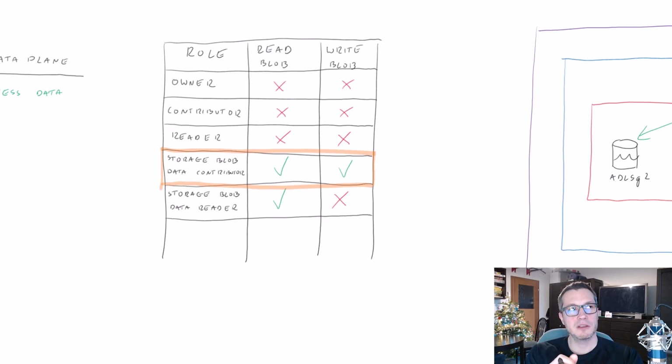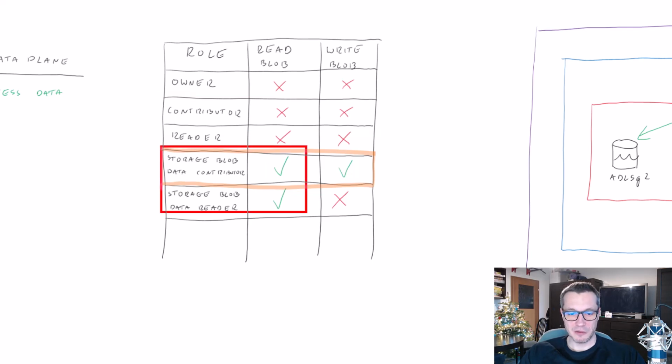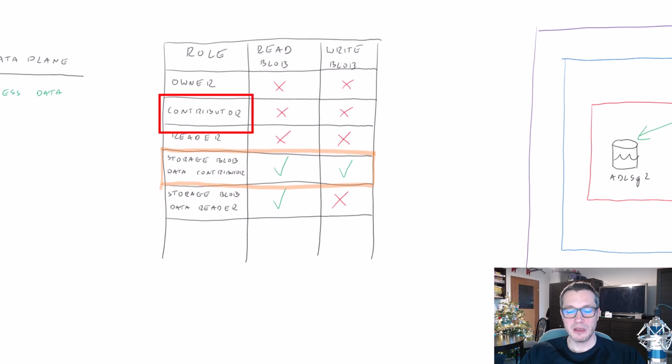All right, but one more thing. How was it possible that when I was logged in as a demo user who was granted the contributor role, I was able to read the data? Well, Azure was smart enough to notice that I'm not granted any of those data plane roles, but I have the contributor role that is able to read the access key. So it did it under the hood. It used this access key authentication method just to display the data. So that's the case, right?